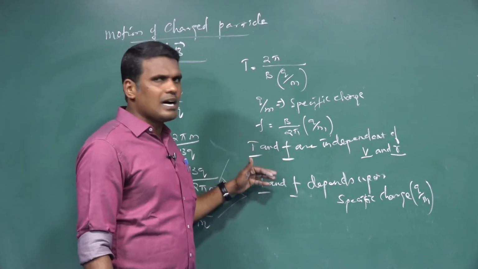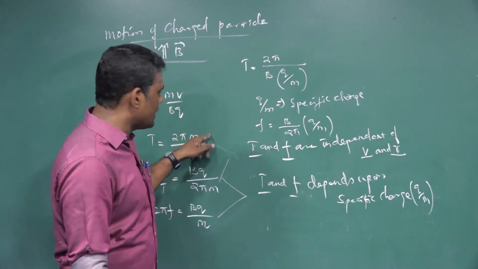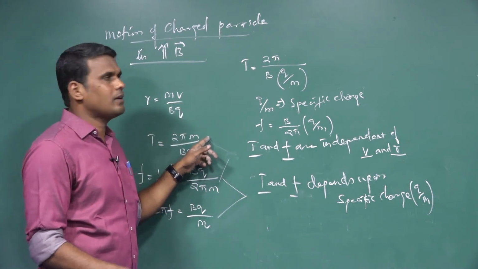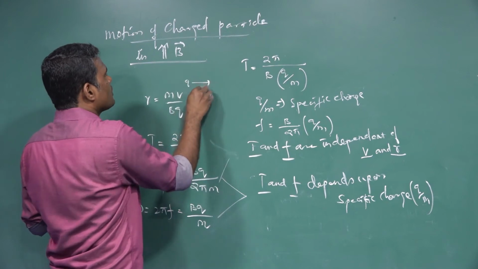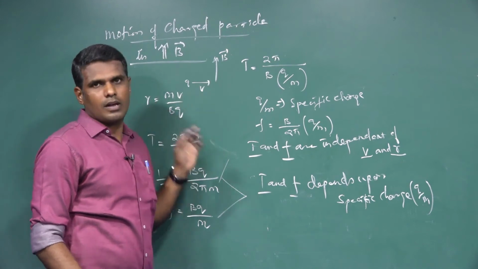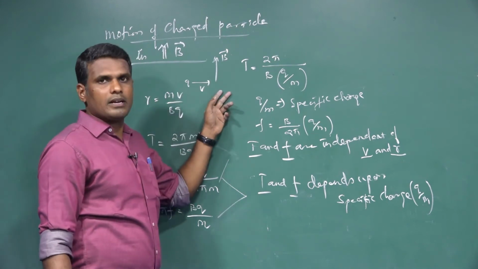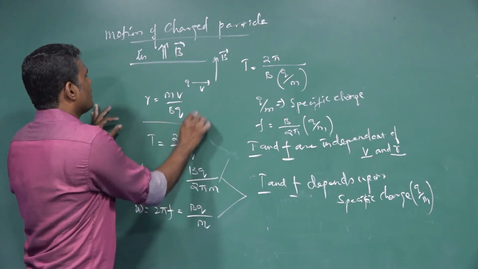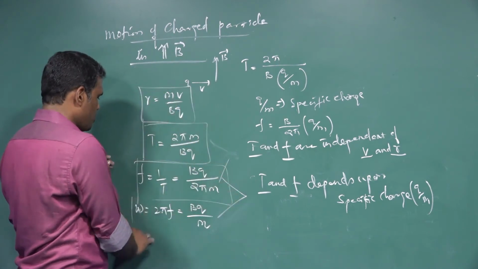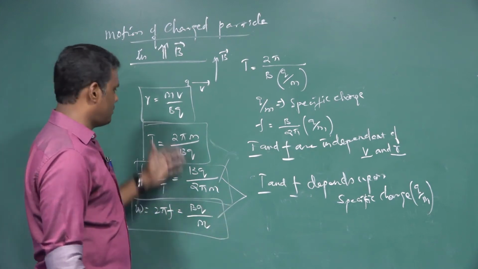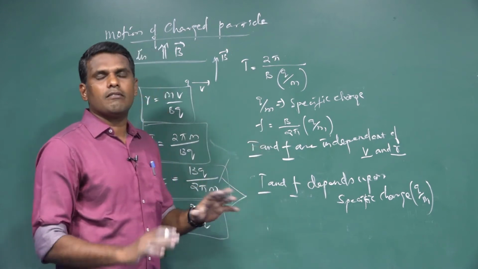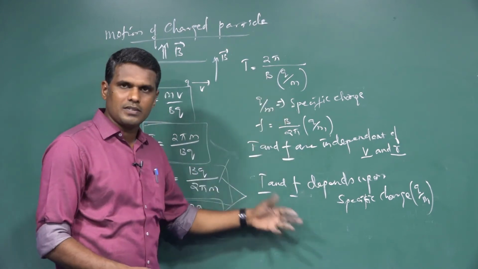Now, this is the condition for the movement of a charged particle perpendicular to the uniform magnetic field. A charged particle q moving with a velocity v in the uniform magnetic field. For this perpendicular condition, you are obtaining these results: R equals mv divided by bq, t equals 2 pi m by bq, f equals bq divided by 2 pi m, and omega equals bq divided by m. Important results. And we are concluding that time period and frequency are independent of velocity and radius and depend upon the specific charge of the charged particle.